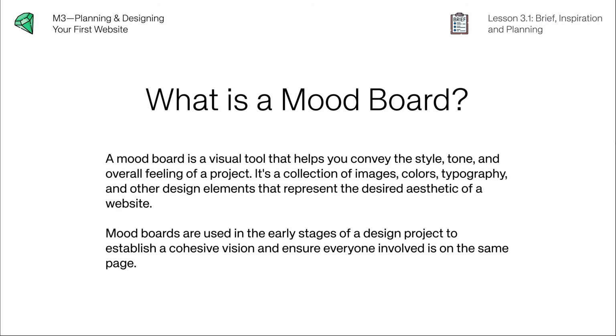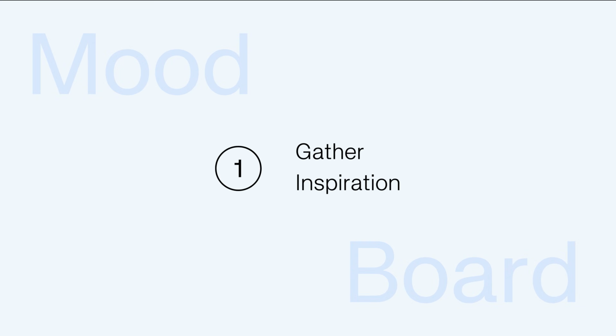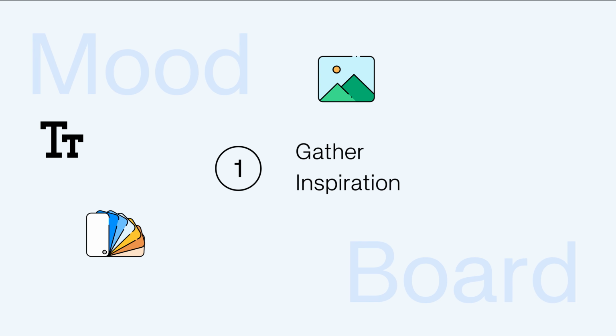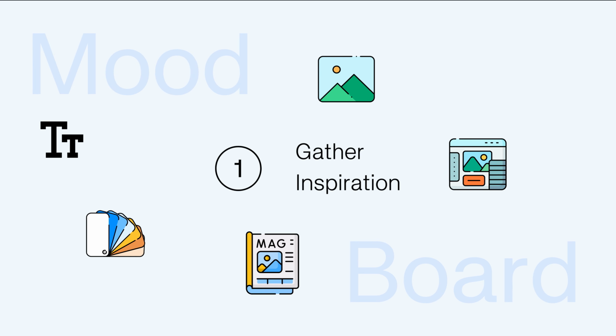So here are the steps to create a mood board. Number 1, gather inspiration. Start by collecting images, color palettes, typography examples, and other visual elements that resonate with the desired style. You can also use design websites, magazines, and even photos you take yourself as source of inspiration.